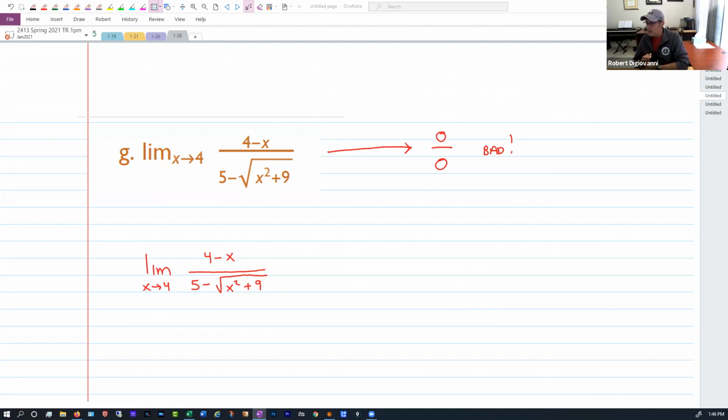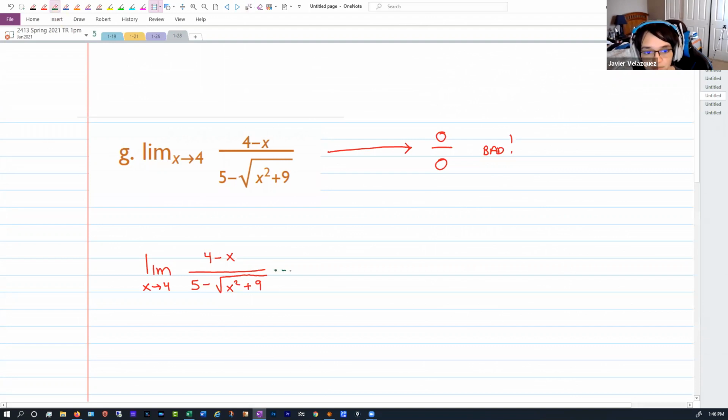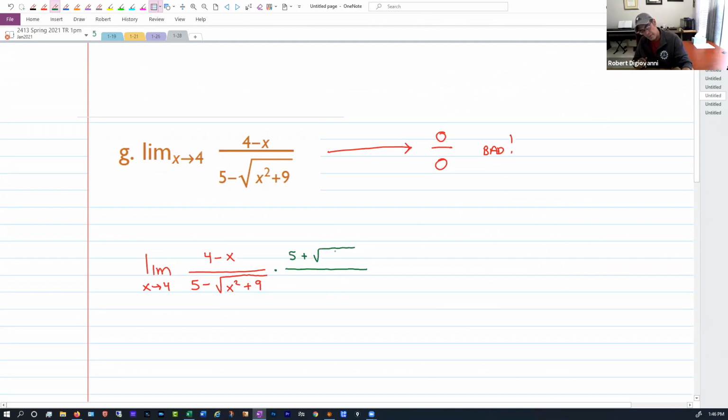So Javier, did you get anywhere with this? So the first thing I did was I recognized that the denominator is the issue here. So what I did is I multiplied the numerator and the denominator by the conjugate of 5 minus the square root of x squared plus 9. What is the conjugate? 5 plus the square root of x squared plus 9. Good. So everyone just be aware, in the conjugate the x squared plus 9 doesn't change. What changes is the sign between them changes to a plus. Very good. That's exactly what I would have done also.